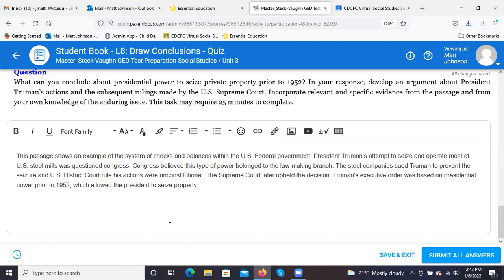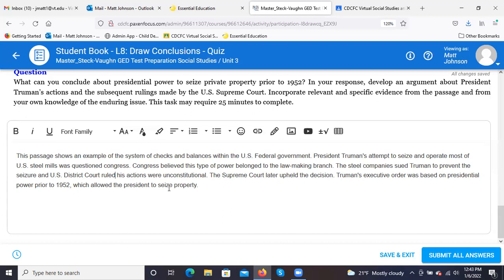The steel companies sued Truman to prevent the seizure, and the U.S. District Court ruled his actions were unconstitutional, right? So the private owners of the steel mills got involved, said he can't do this, and the district court agreed with them. Then the Supreme Court later upheld the decision. So it went on up to the highest court of the land. They also ruled it to be unconstitutional. And the reason Truman thought he could do this was that prior to 1952, he had the power as president to seize private property.